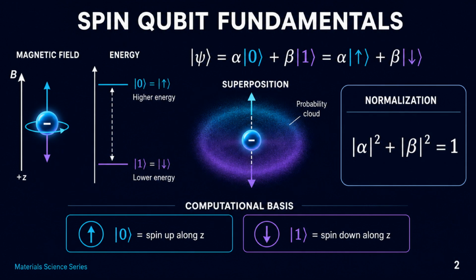A spin qubit uses the quantum spin state of an electron or nucleus as the basis for quantum information. Unlike classical bits that are 0 or 1, a qubit can exist in superposition, alpha times ket 0 plus beta times ket 1. The coefficients are complex numbers satisfying the normalization condition. This superposition principle, combined with entanglement, gives quantum computers their power over classical machines.